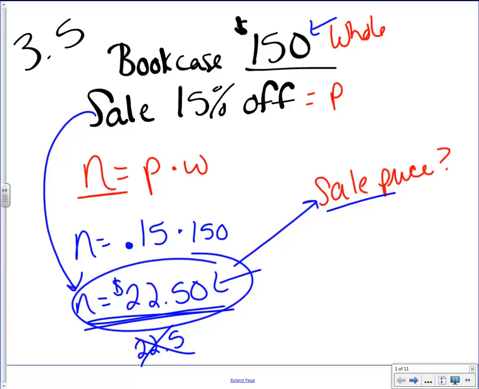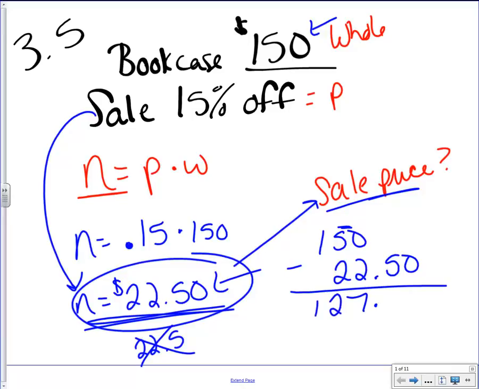So for us to find the sale price, I have to take the price that it is and the amount that it's discounted, and subtract it to find out how much it really is. So $150, if you're saving $22.50, it looks like you have $127.50 as your new sale price for your item. So the bookcase that was $150, at 15% off, is now $127.50. Okay.